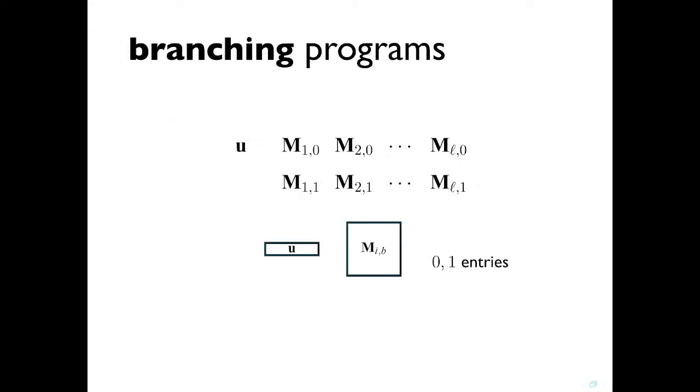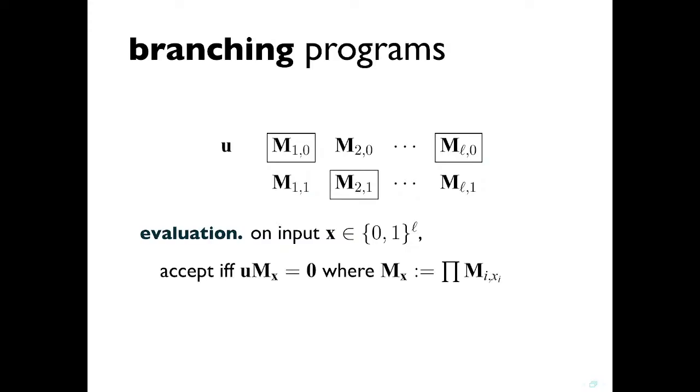The input to the construction in this case will be represented as a branching program. For this talk, our branching program is specified by a vector U, which is a 0-1 vector, and a collection of square matrices with 0-1 entries. So you have many pairs of matrices. On an input X of length L, the program accepts if we take the subset product of these matrices, as indexed by the input X, and multiply by the vector U on the left, and we get the all zeros vector. If we get the all zeros vector, we accept; otherwise, reject.